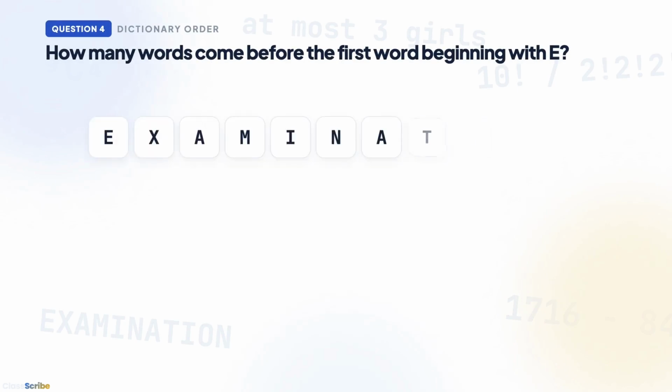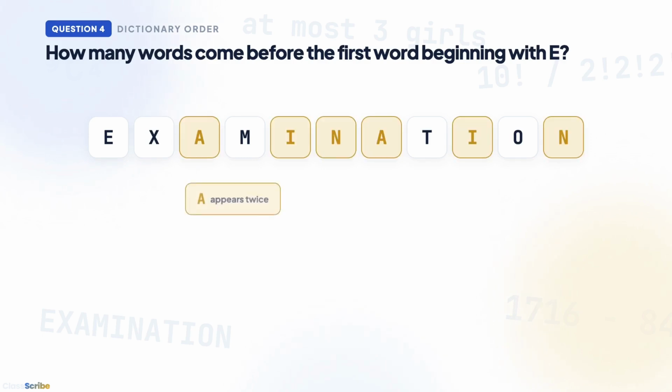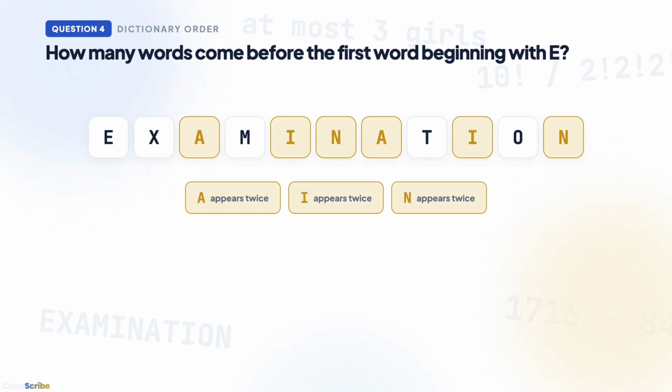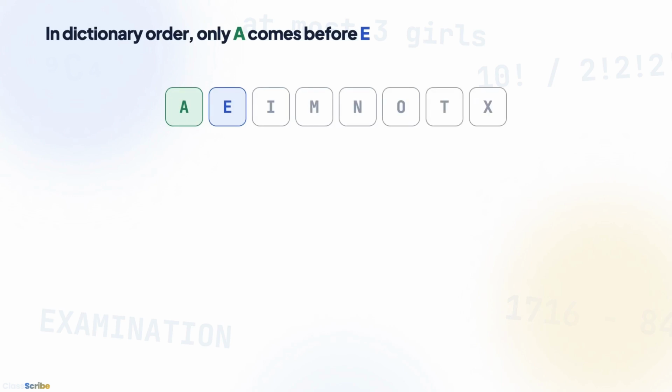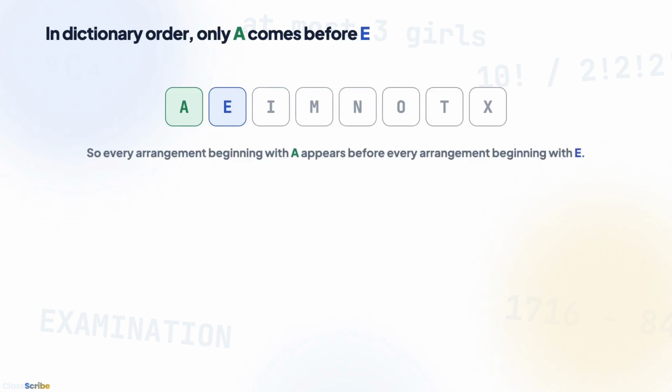The word is examination. We have to find how many words appear before the first word beginning with the letter E in dictionary order. First, observe that the repeated letters are A, I, and N, each appearing twice. All other letters appear once. In dictionary order, only the letter A comes before E. So every arrangement beginning with A will appear before every arrangement beginning with E.